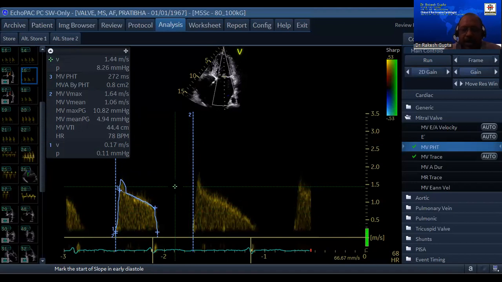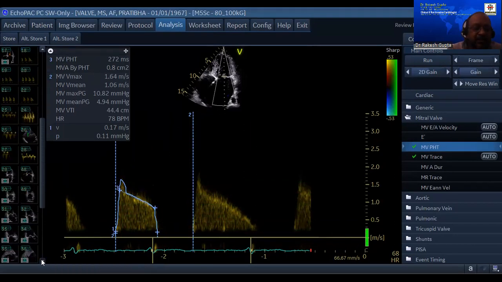We'll take the average of 5. You are going to take the average, not the maximum or the minimum. Yes, sir. But in atrial fibrillation, there will be a discrepancy among all these values. So take an average.